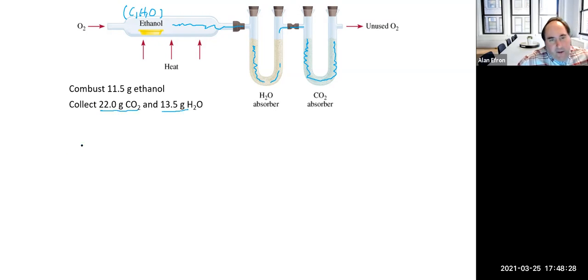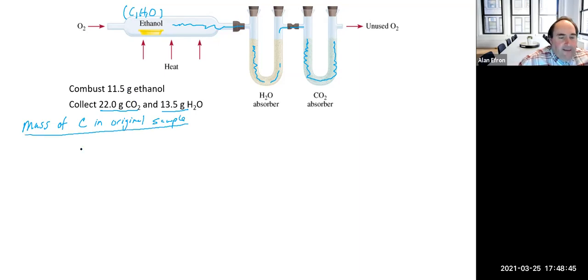So we'll start with carbon first. We want to figure out the mass of carbon in our original organic sample. All the carbon is going to end up in the CO2, so we'll take the 22 grams of CO2. We need the molar mass of CO2, which is 1 carbon at 12.01 plus 2 oxygens at 16, giving us 44.01 grams per mole of CO2.